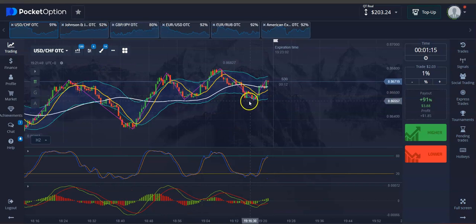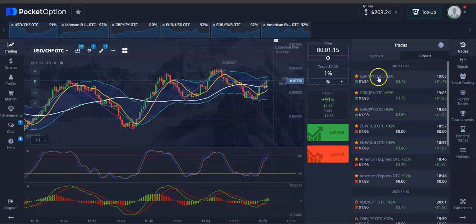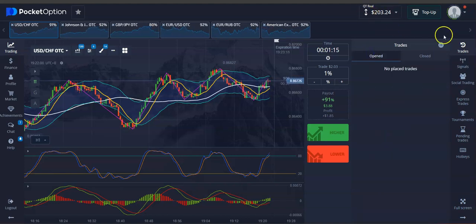All right, y'all. So today we performed 7 trades. We can see the trading history right there. So 7 trades: we lost 2 trades and we won 5. So that means we made $5.